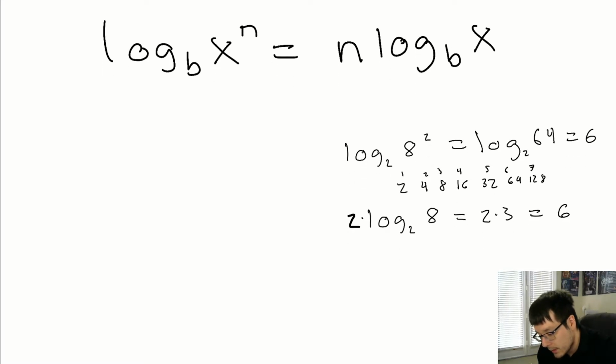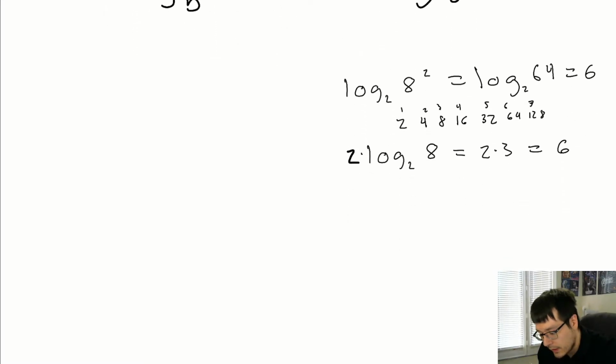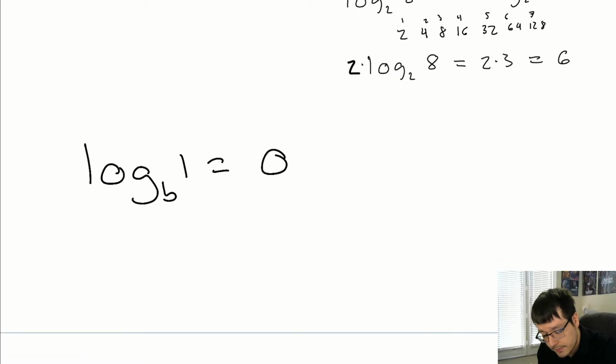Let's look at another one. Here are some, I believe they're called identities. So if you have a log base b of 1, that's just always going to be 0. And if you have the same base as what you're trying to do, log base b of b, that's always going to be equal to 1. Okay?